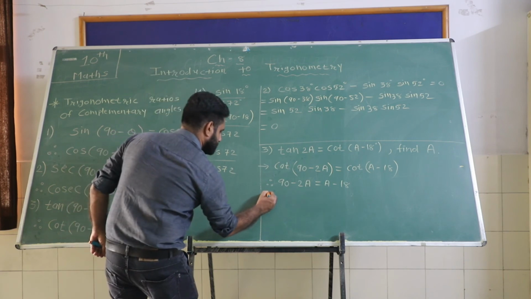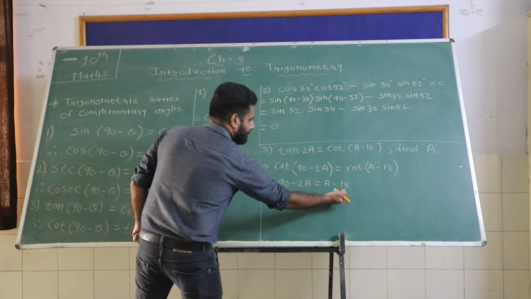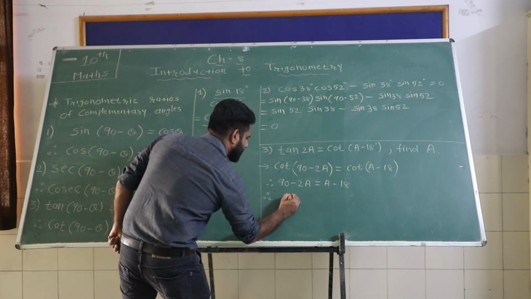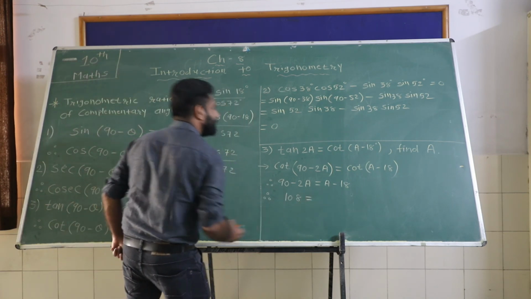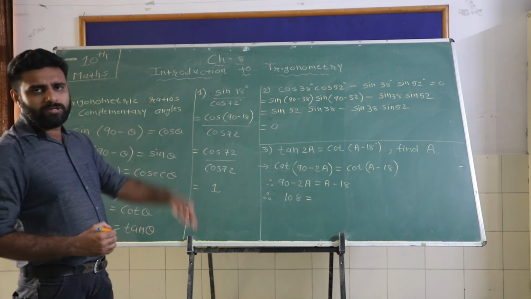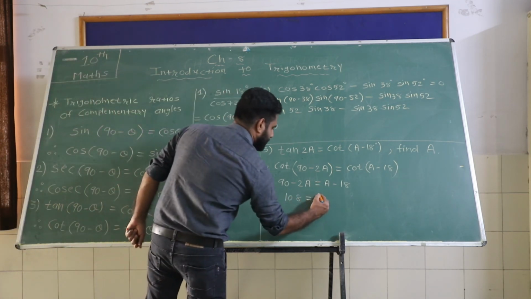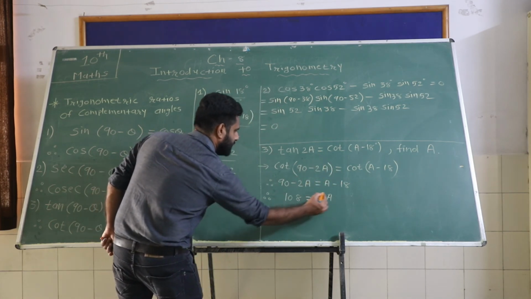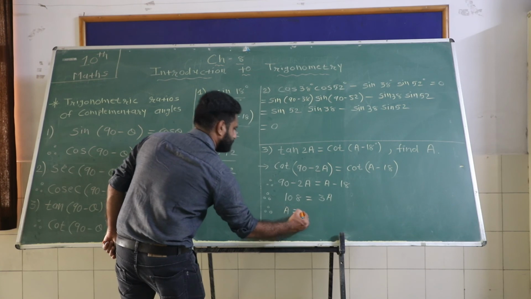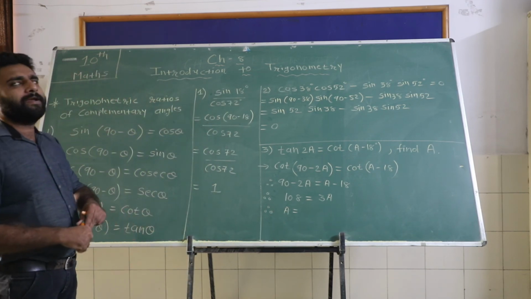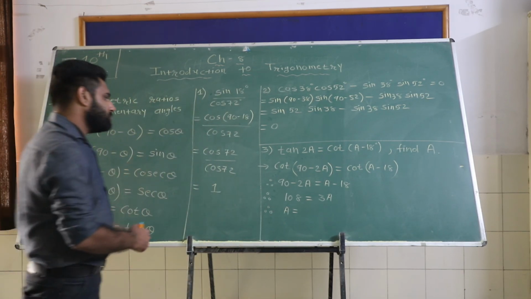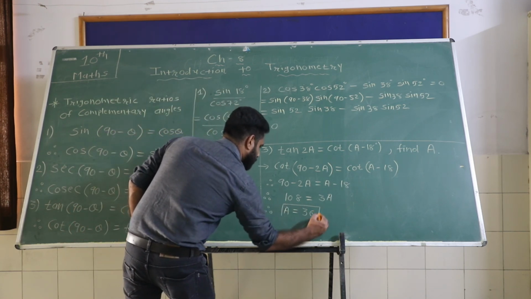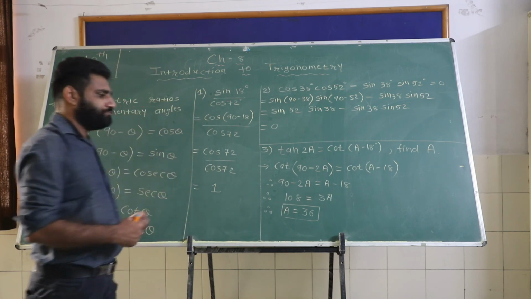So here, minus 18 on this side becomes plus 18, so it will be 90 plus 18, 108. Minus 2a on the right-hand side becomes plus 2a, so 2a and a make 3a. So a equals 108 by 3, which is 36. So the value of a which you want is 36.